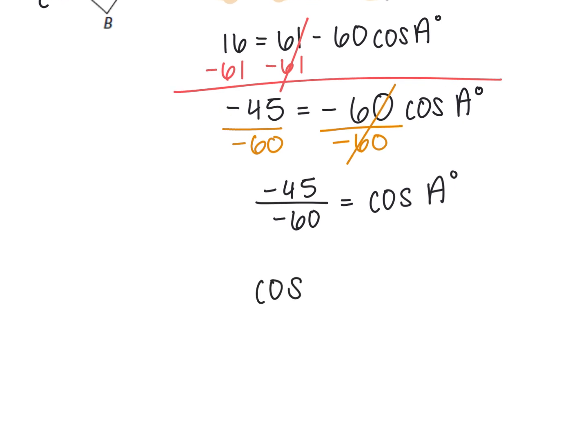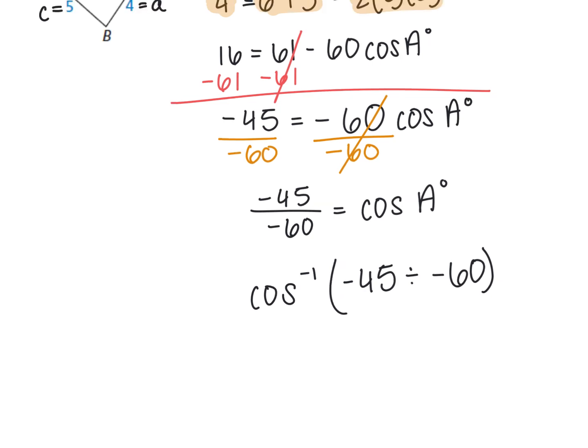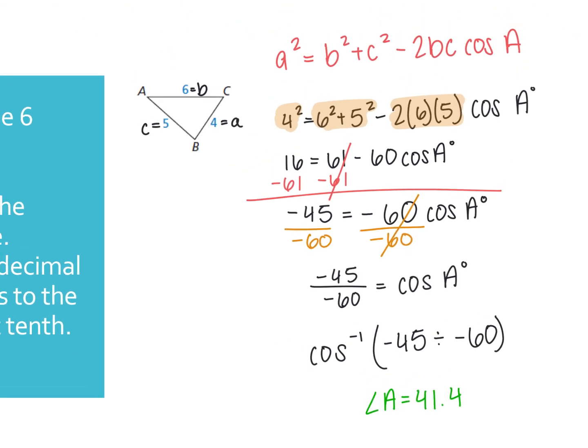Good. Second cosine, so I get that inverse. Negative 45 divided by negative 60. Keep in mind your negative sign is not your subtraction sign. Do not put a subtraction sign for your negative sign. Use the negative key right next to the enter button, where it has the negative in parentheses. Go ahead and plug it in. All right, your answer is angle A is 41.4. So I'm going to go ahead and write it in.